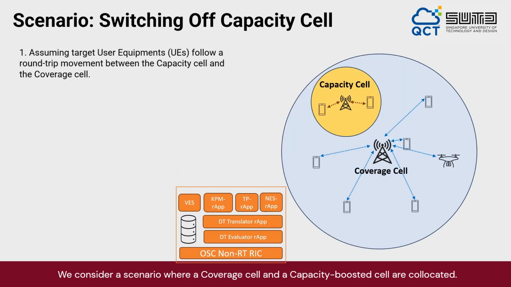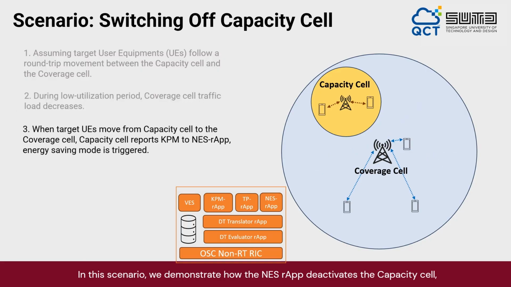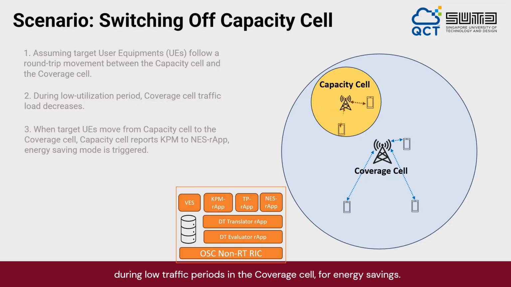We consider a scenario where a coverage cell and a capacity-boosted cell are collocated. In this scenario, we demonstrate how the NES rApp deactivates the capacity cell during low traffic periods in the coverage cell for energy savings.